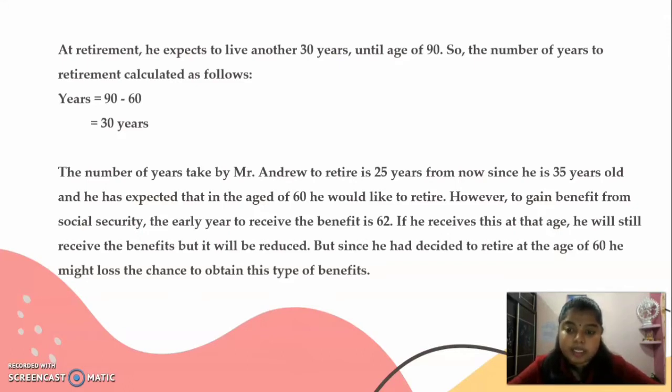He also expects that at the age of 60 he would like to retire. However, to gain benefit from Social Security, the earliest age to receive the benefit is 62 years old. If he receives this at that age, he will still receive the benefit, but it will be reduced. But since he has decided to retire at the age of 60, he might lose the chance to obtain this type of benefits. Thank you.